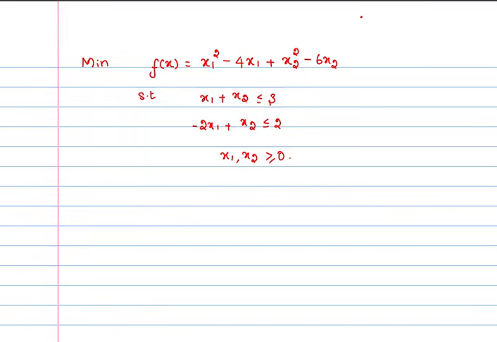Hi friends, in this video we are going to solve optimization problems with constraints. The constraints are equality constraints and inequality constraints. Equality constraints mean we can use the Lagrangian multiplier method. Whenever an inequality is placed, we cannot use the Lagrangian multiplier method. So that is why we are going for the KKT conditions.